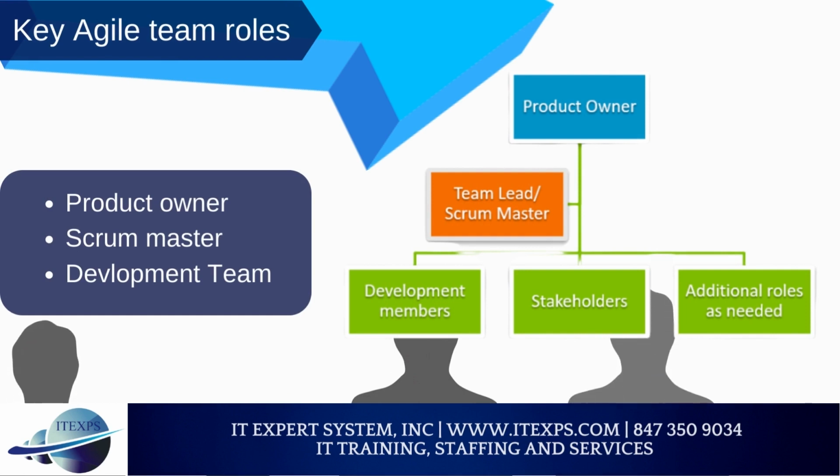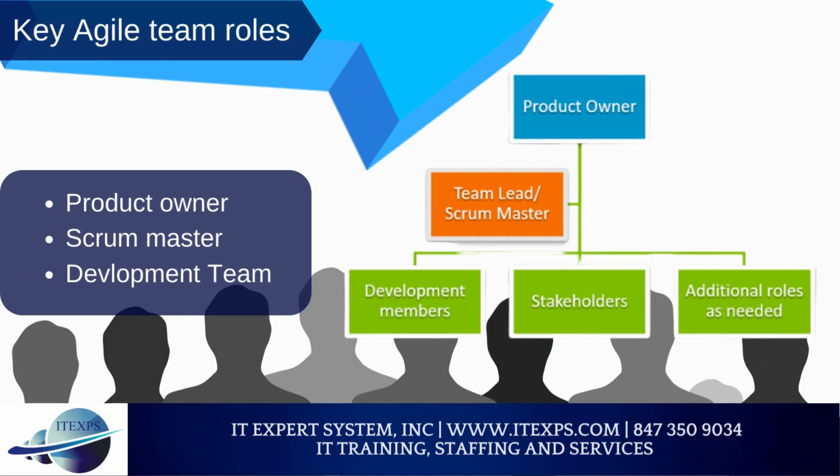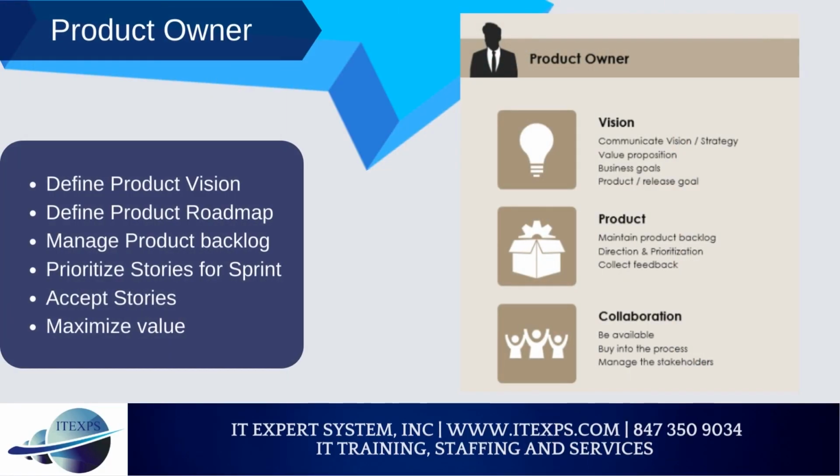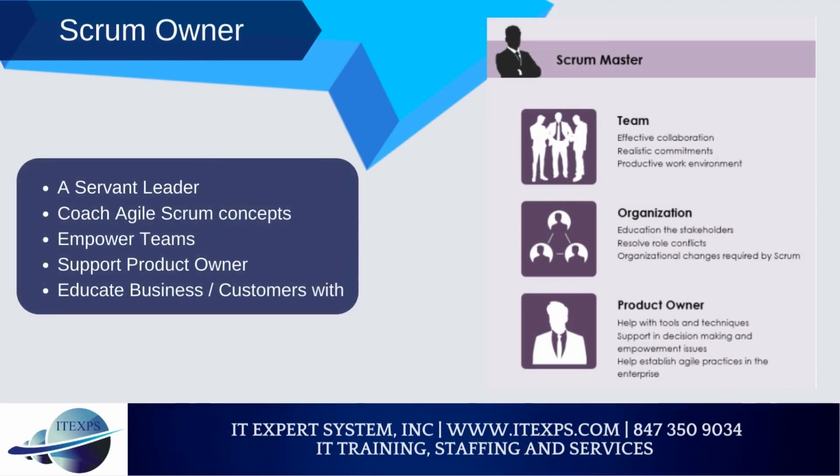Key Agile team roles: Product Owner, Scrum Master, Development Team. Product Owner: define product vision, define product roadmap, manage product backlog, prioritize stories for sprint, accept stories, maximize value. Scrum Master: a servant leader, coach Agile Scrum concepts, empower teams, support product owner, educate business customers.